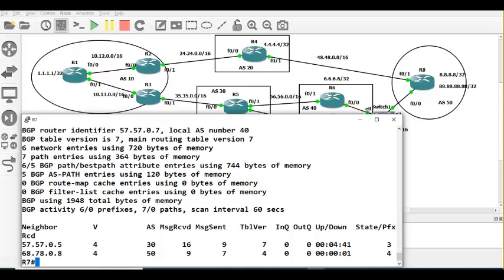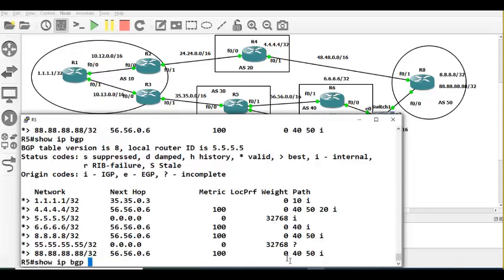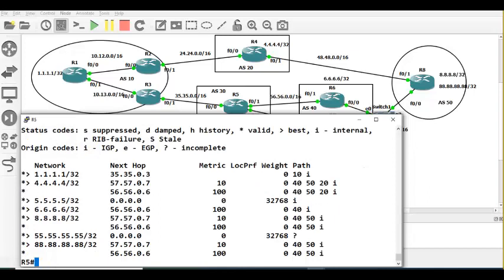Okay, the neighbor has come up. If you go back and check R5, you see metric 10 for 8.8.8.8. Sorry, metric 10 is what is preferred for 8.8.8.8. 6 is no more preferred because 6's MED is 100. Let me repeat from the beginning.